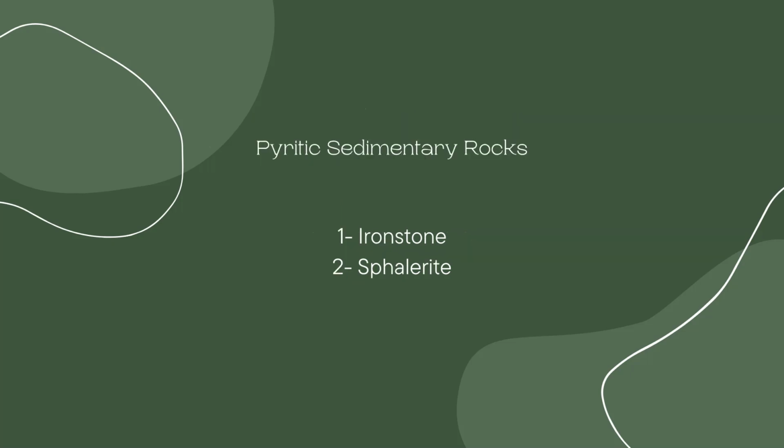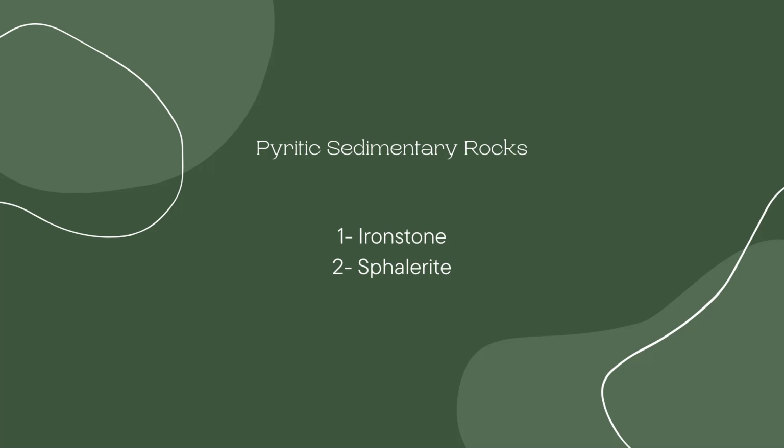Pyritic sedimentary rocks. Pyritic sedimentary rocks are a type of sedimentary rock that contains significant amounts of iron sulfide, FeS2, also known as pyrite. These rocks form from the precipitation of iron sulfide minerals from water, often in ancient marine environments. Some common examples of pyritic sedimentary rocks include ironstone. Ironstone is a type of sedimentary rock that is composed primarily of iron sulfide minerals, such as pyrite, and is often a source of iron ore.